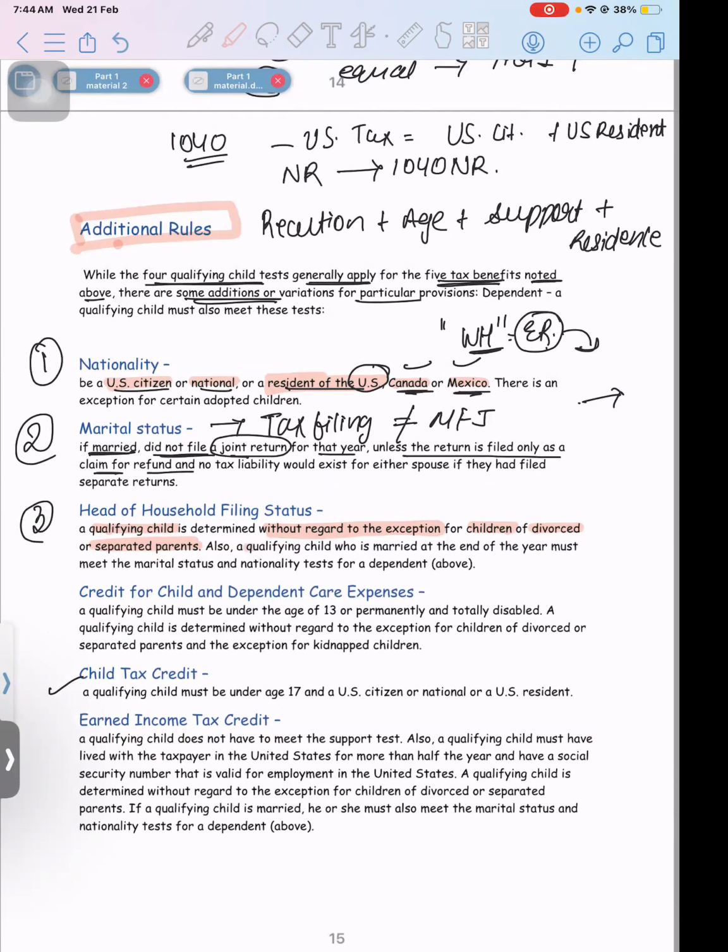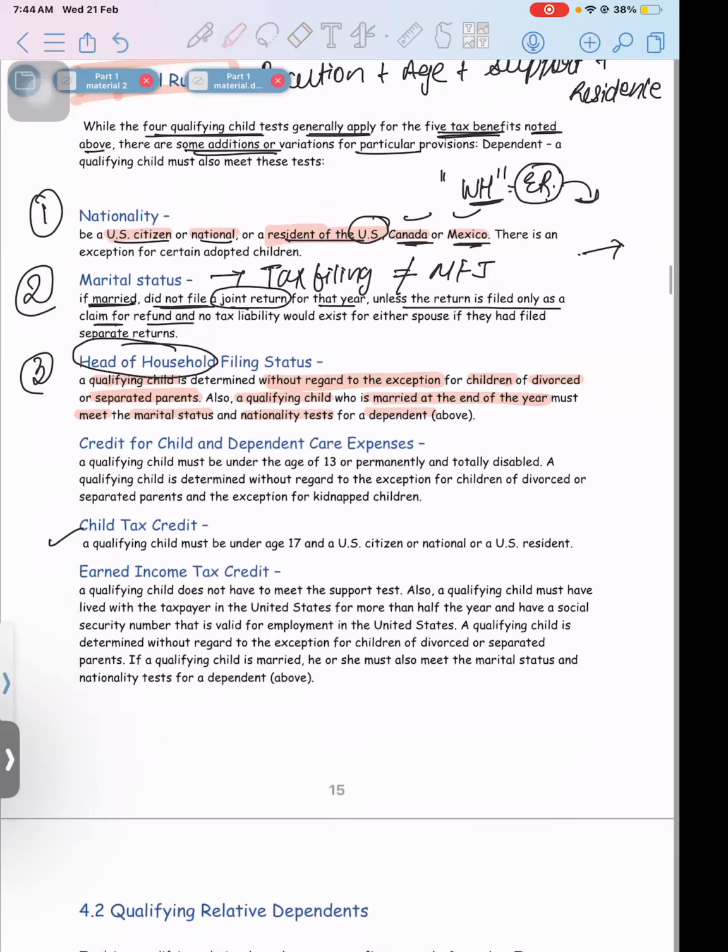Okay, and even the qualifying child who is married at the end of the year must meet the marital status and nationality test for the dependent. For HOH filing status, whenever you are checking the qualifying child or qualifying relative, these two things should be fulfilled. That is the nationality test: he should be a national or resident. And second is the marital status test, meaning he should not file a return with someone else. Okay, so these are some additional conditions you should keep in mind.